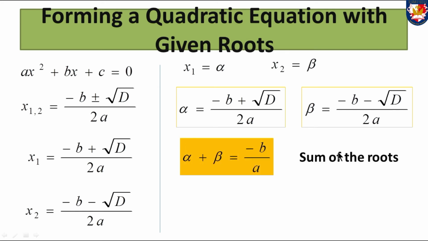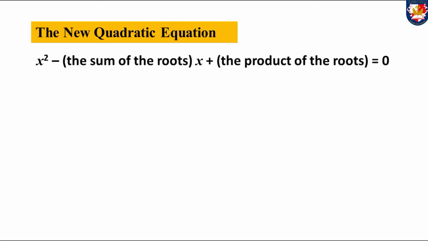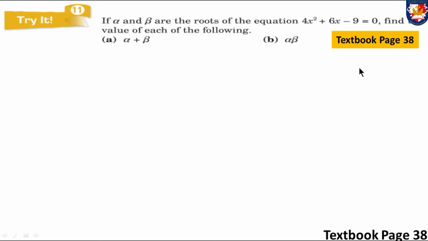So if we sum the roots, alpha plus beta equals negative b over a. If we multiply the roots, alpha multiplied by beta equals c over a. This is the product of the roots. So the new quadratic equation is x squared minus, with the coefficient of x being the sum of the roots, and c being the product of the roots. Let's jump to the example. The example is from a textbook, page 38.